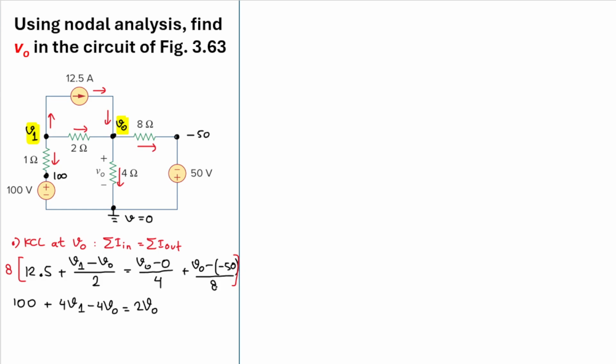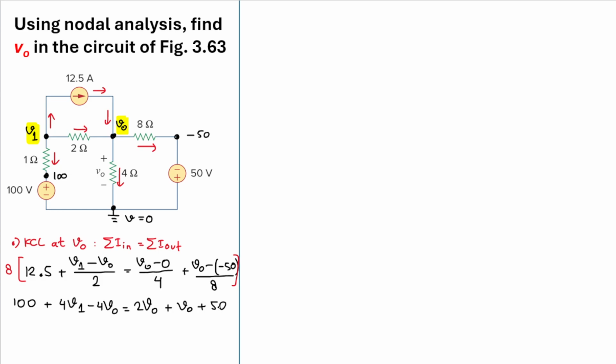Okay, and then 8 and 8 will cancel each other. And then we will have plus. So I will only have the numerator, right? Because this will cancel each other. So I will have v0. And then minus and minus becomes plus. So I will have plus 50.